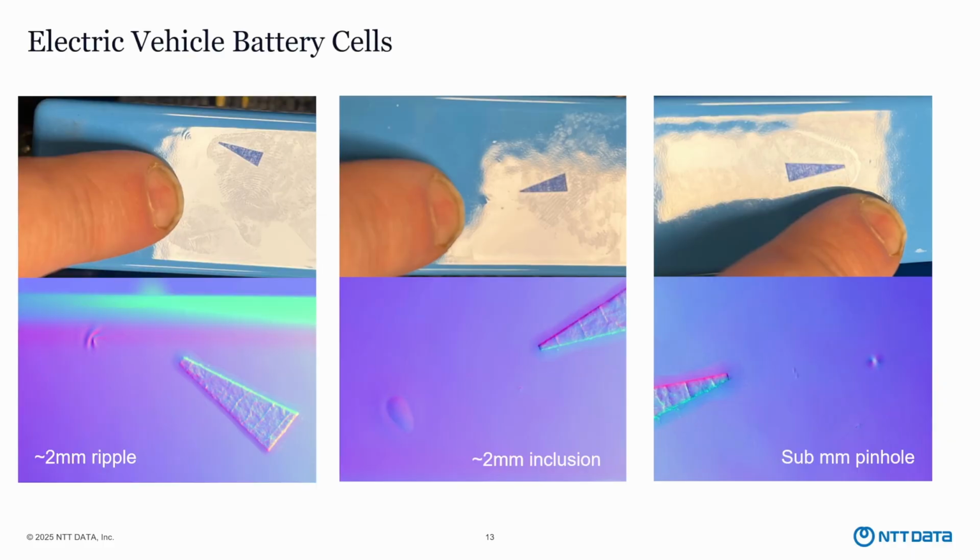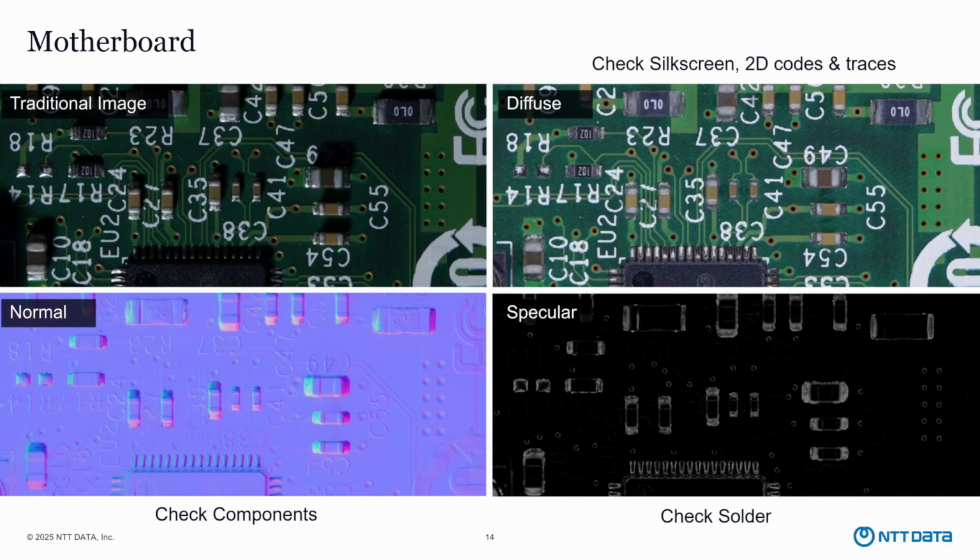Here are some examples on a lacquer coating, so we can pick up things like ripples, inclusions, and pinholes. And in some cases, these are sub-millimeter in terms of size. So that ability to pick these up, even though the part is moving in a production line, is incredibly useful.